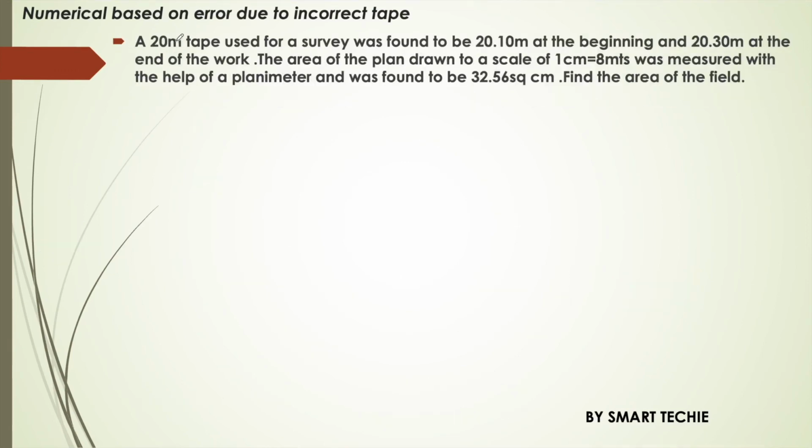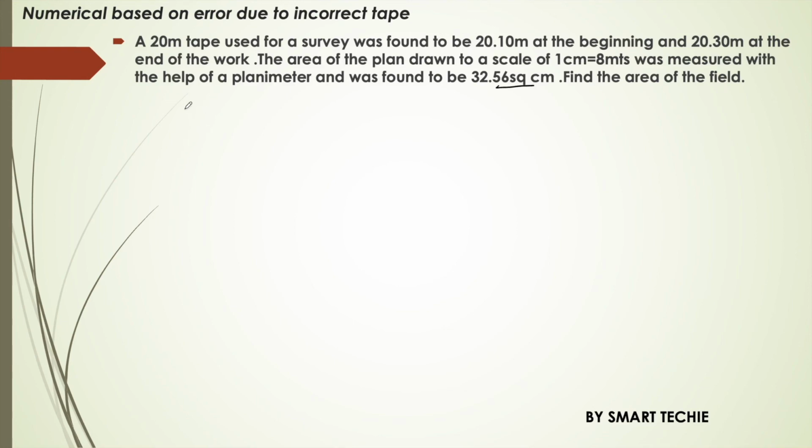Next numerical. A 20-meter tape used for survey was found to be 20.10 meters at the beginning of the work and 20.30 meters at the end of the work. The area of the plan drawn to a scale of 1 centimeter to 8 meters was measured and found to be 32.56 square centimeters. This is the area on the plan, so we have to find the area of the field. We have to give corrections with this tape.